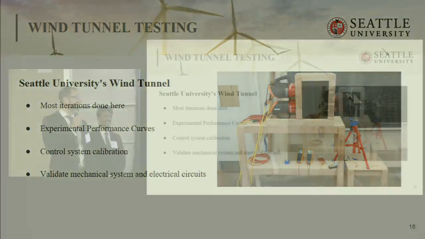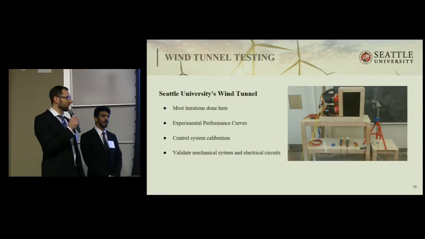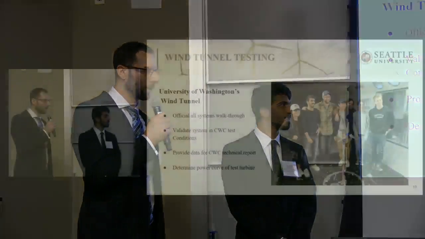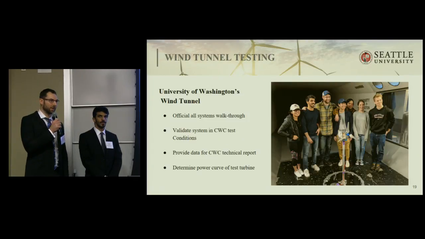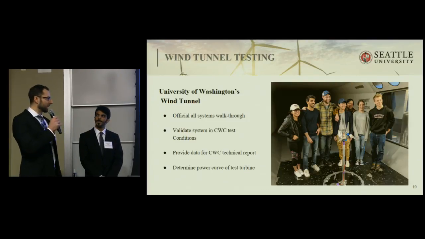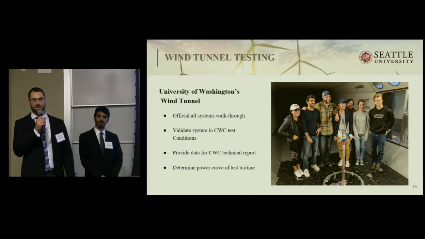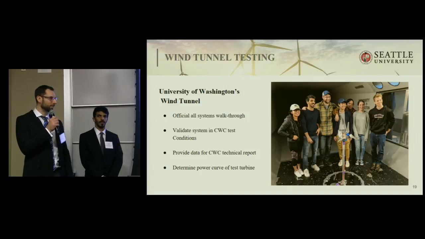We've run into some problems, especially non-uniform flow, but most of the iterations were done using this wind tunnel, and it gave us a sense and validated some of the mechanical and electrical systems that we have. Because of this, we wanted a more sophisticated wind tunnel, so we did, for one day, rent out the University of Washington's Kirsten wind tunnel. It was fairly expensive, so we could only have it for one day. But through this, we were able to validate some of the CWC tasks, along with obtaining a power curve of our test turbine.